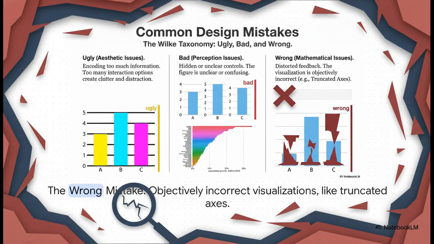And finally, we have the most serious category of all, the wrong mistakes. These aren't just ugly or confusing, these are mathematical issues where the visualization is just plain, objectively incorrect. The classic example is chopping off the bottom of a bar chart's y-axis to make small differences look huge. I mean, that's not just bad design, that's actively misleading your audience and completely destroying their trust.